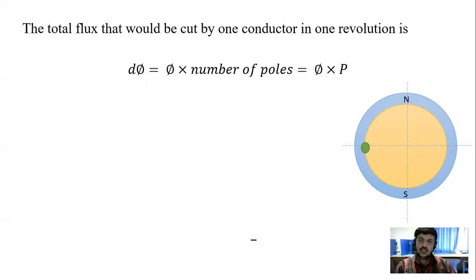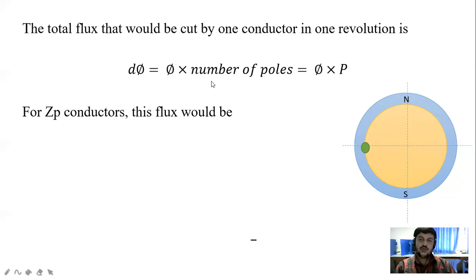So in general, if there are four number of poles, then the total amount of flux cut is equal to flux per pole multiplied by number of poles. So that is equal to 4. So in general, we can write that equation as phi multiplied by p, where p is the total number of poles. Now, this is for one conductor.